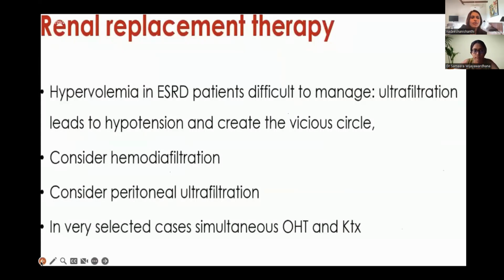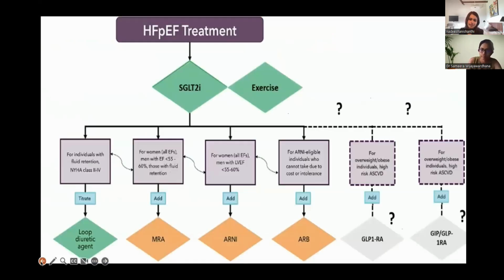So this is the take-home message. This is trial proven for patients with chronic kidney disease and heart failure with preserved ejection fraction. Any other questions?